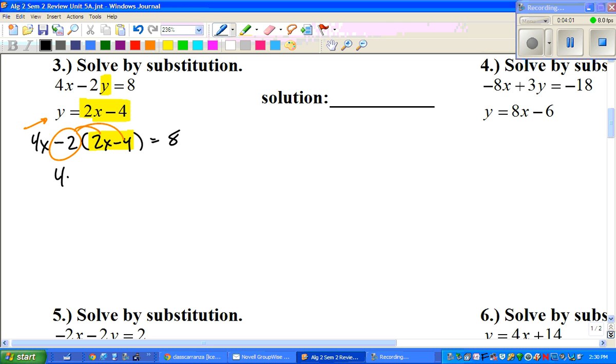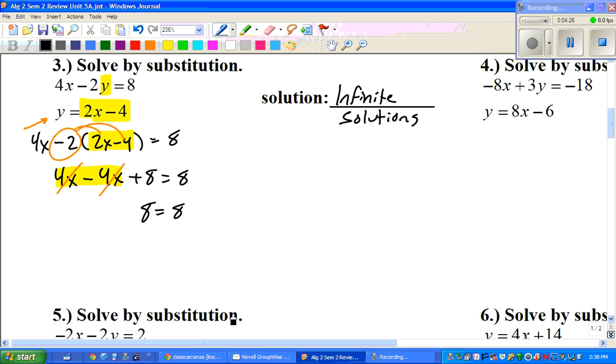So go ahead and distribute. We get 4x minus 4x. Negative 2 times negative 4 is positive 8. We're going to combine our like terms, and when we combine those, 4x and negative 4x, those cancel out. And we're left with 8 equals 8, which is a true statement, which means our answer is infinite solutions.